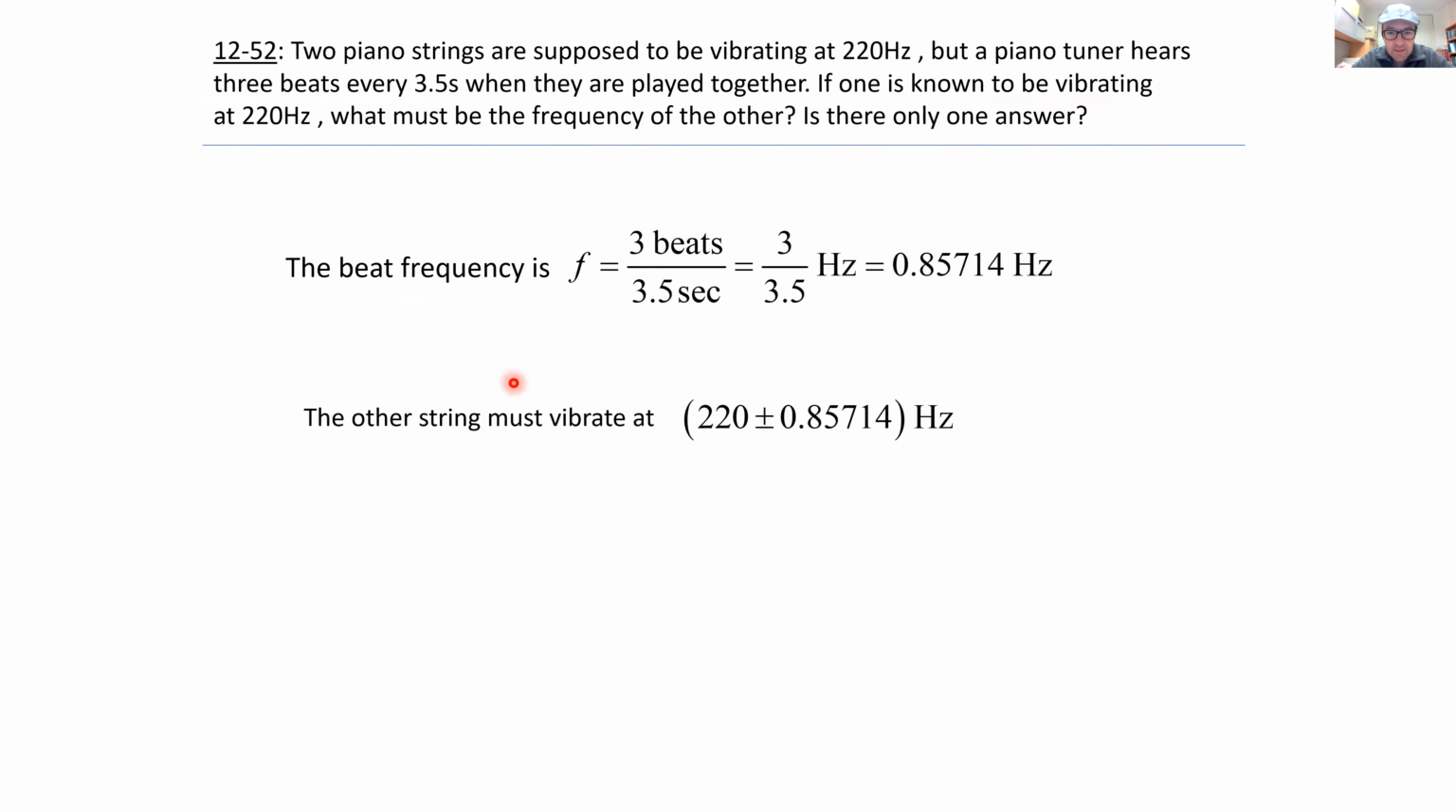So the other string must vibrate at, we know that one of them is vibrating at 220 hertz. The other string that's not vibrating at 220 hertz must be vibrating at either 220 plus or minus that beat frequency, because the beat frequency is the difference between the two. So the other string has either this frequency or that frequency. And just by listening to the beats, we don't know which one it is. All right, we just need the difference between 220 hertz and the other string to be this.